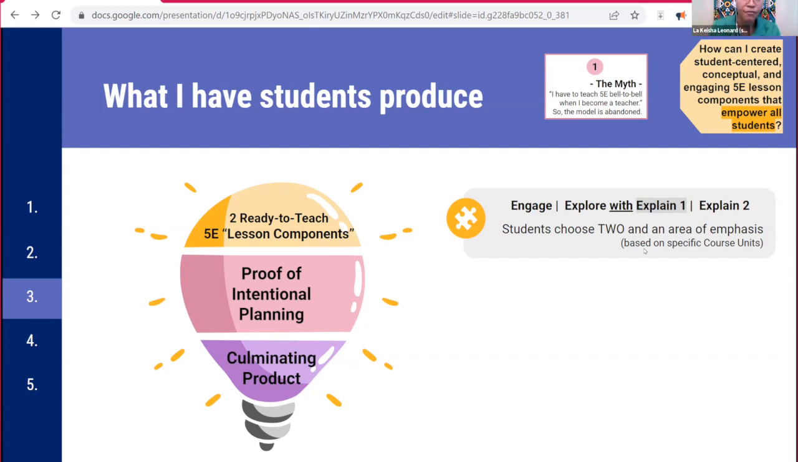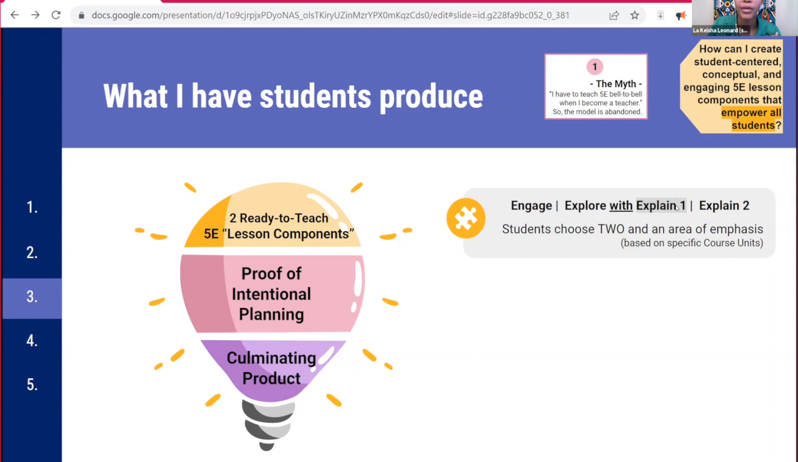But if you can't do 5E, you can still do an explore. You can still do a very student-centered explain. You can still do an engage before you do notes. So it's not that the 5E model has been disbanded. You can mix those things up. So for this, I have them choose 2 of these areas.